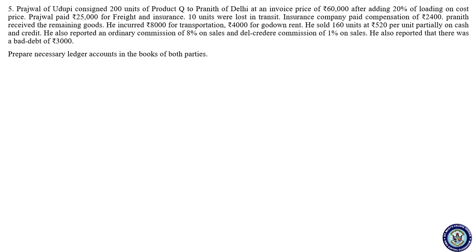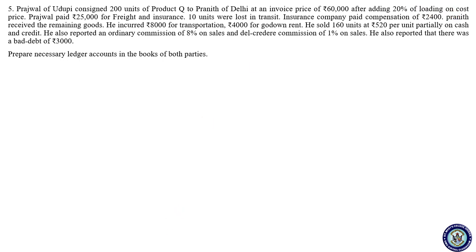Okay, so Prajwal of Udupi consigned 200 units of product Q to Pranit of Delhi at an invoice price of 60,000. See here, Prajwal of Udupi consigned goods, which means Prajwal is the consignor and Pranit is the consignee. Consignor Prajwal of Udupi and consignee Pranit of Delhi, at an invoice price of 60,000 after adding 20% loading on cost price.